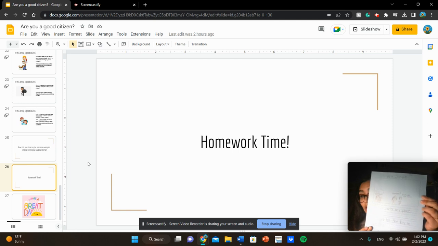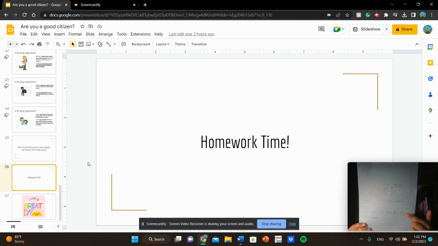And here's another example right here of a non-example of not being a good citizen. It says, "The girl hit the boy in the face." That is a non-example of being a good citizen because she was not being respectful, she was not caring, she was not being nice to her friend. So, and there's a picture right there that shows for this sentence right here.